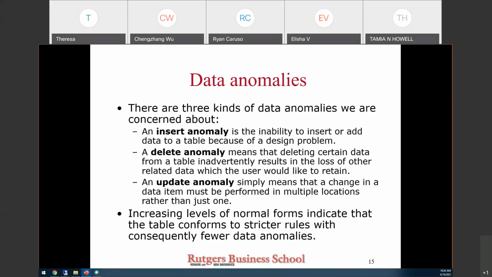System designers, not only the designers but also the users, would obviously like to minimize the number of data anomalies in the relational database. Increasing levels of normal forms indicate that the table conforms to stricter rules with consequently fewer data anomalies.